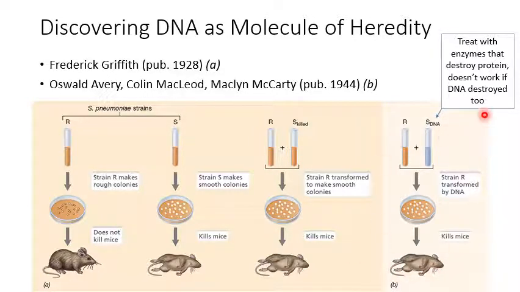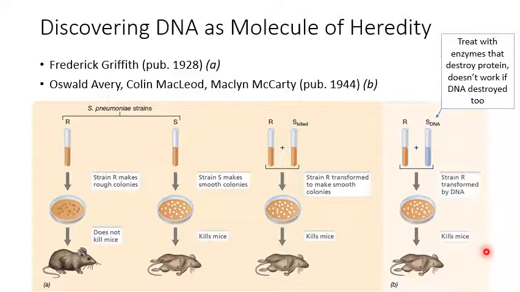So this follow-up experiment by Avery, MacLeod, and McCarty is addressing that question. So what they did is they took the S strain and they fragmented the cells and they separated the stuff inside the cells into DNA and protein. So they had a sample of S DNA and they combined that with living R cells. And when they plate that, they get smooth colonies. And when they inject it into mice, dead mice.